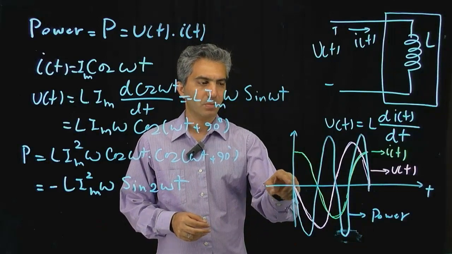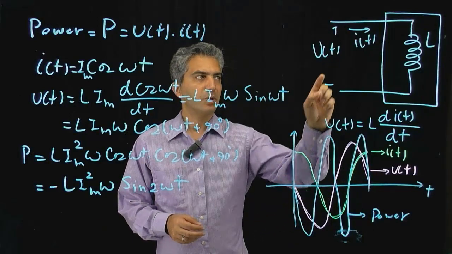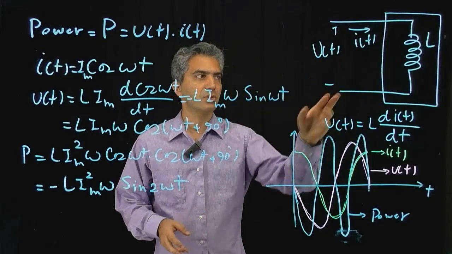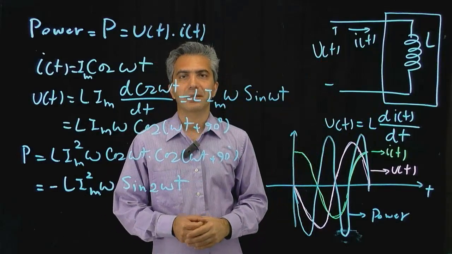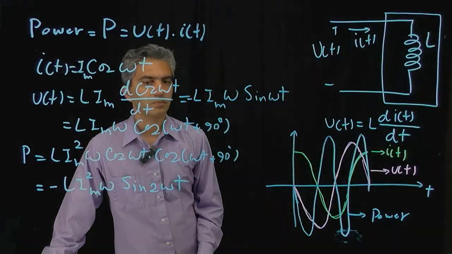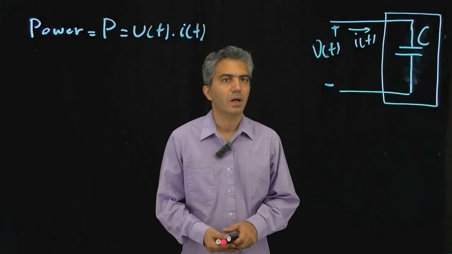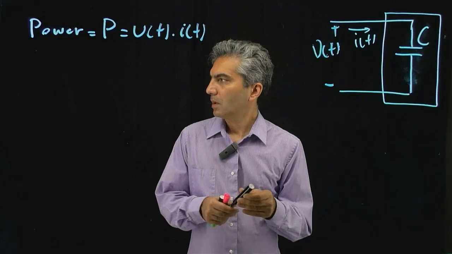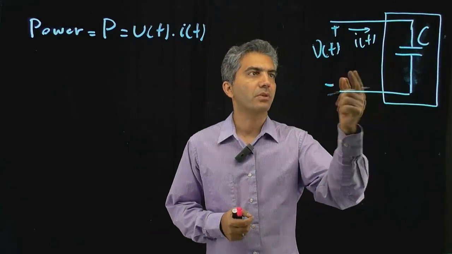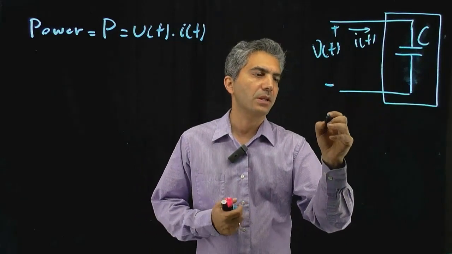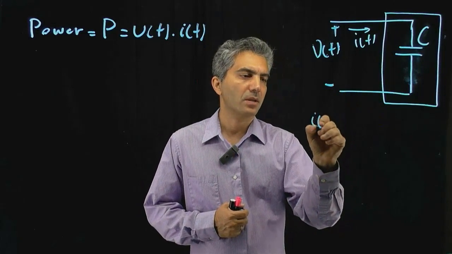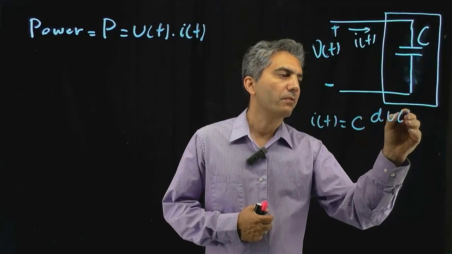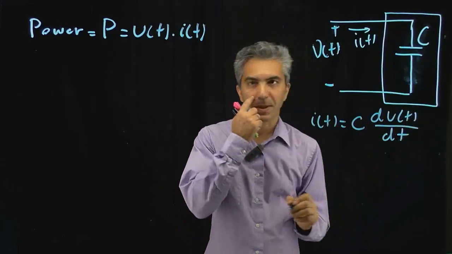So with that in mind, we now switch our attention to the last important component that is left, and that's a capacitor. Now in the case of the capacitor, we know that the equation that relates the current to voltage is different, obviously, and it goes like this. The current now is C, the capacitance, times the derivative of the voltage across the capacitor with respect to time.